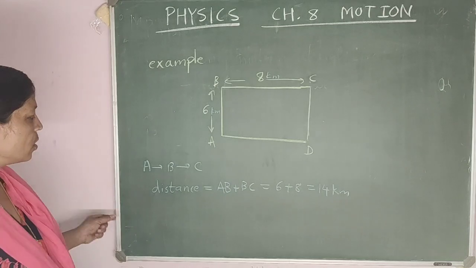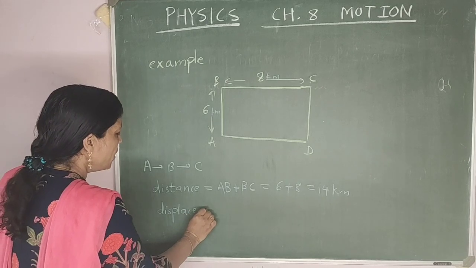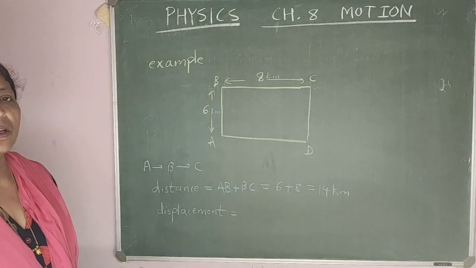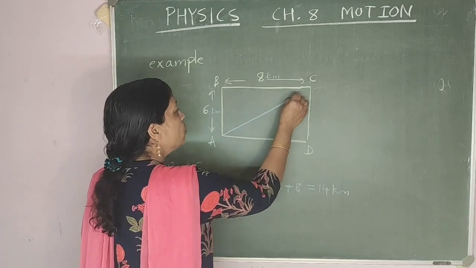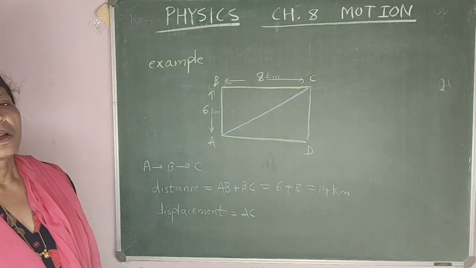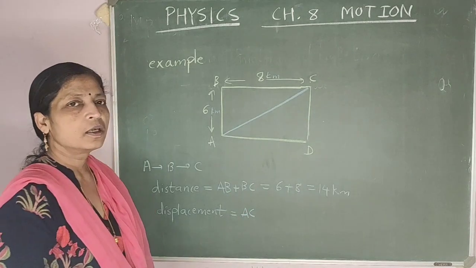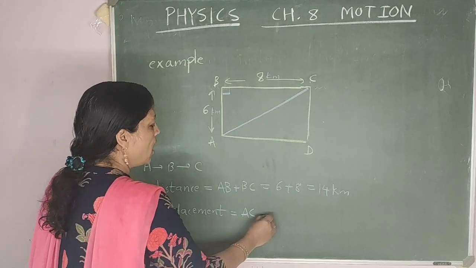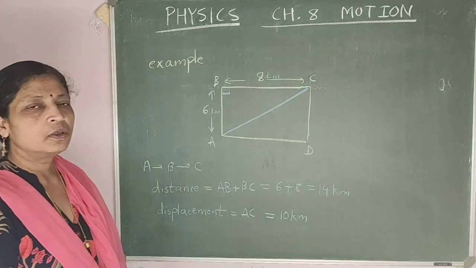Now I want to find out the displacement. The displacement is the shortest distance between final and initial, so displacement is equal to AC. And what is the value of AC? By Pythagoras theorem, you can find the value of AC, and AC equals 10 km.